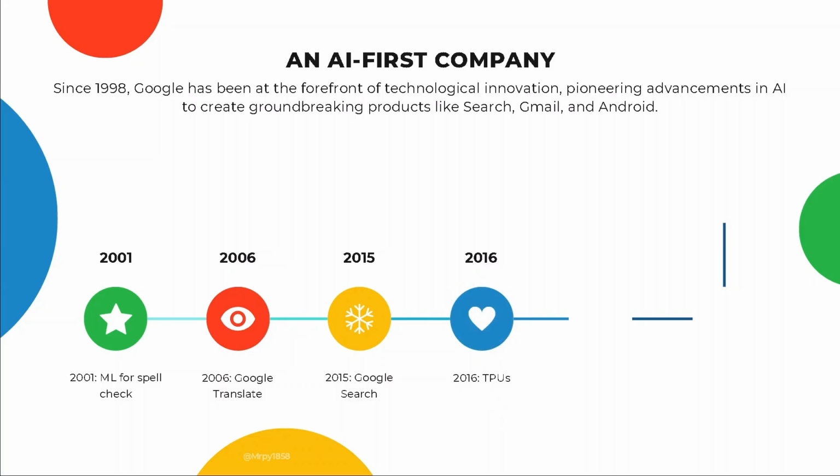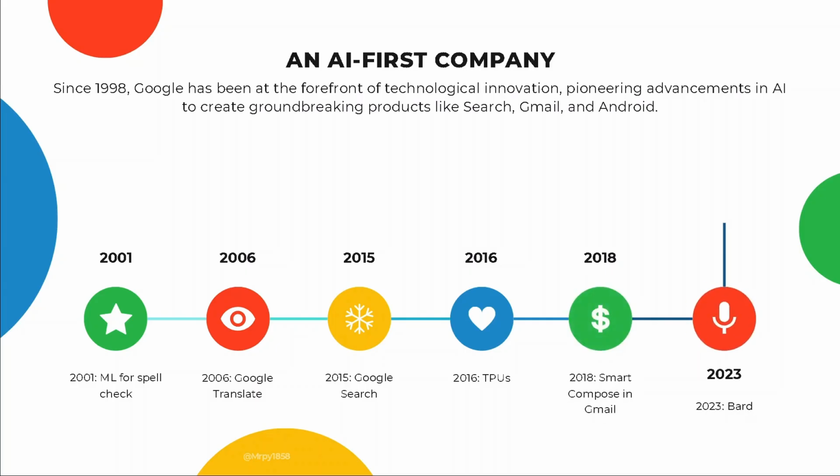In 2016 we have the TPUs. Then in 2018 we have Smart Compose in Gmail. Then in 2023 we have Bard and Gemini. These are all the timelines Google has gone through over the years, and they have really helped us in creating the world we are living in. Each of these milestones has built the foundation for what we use in Google Cloud. It has been a consistent journey of innovation, as you can see.